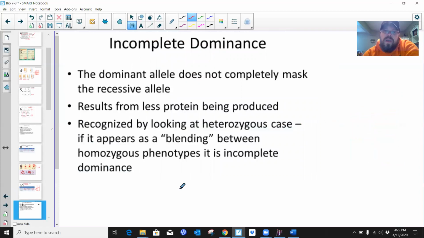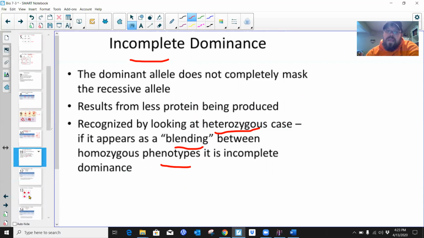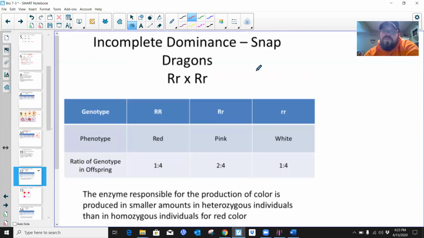So in incomplete dominance, the dominant allele does not completely mask the recessive allele. Think of it as, in the heterozygote case, having one copy of the dominant allele and one copy of the recessive allele. Incomplete dominance is recognized by looking at the heterozygote case again, and you see a blend between the two extremes of the phenotype. So let's look at an example of this, okay? Snapdragons are a type of flower. They're a white, red, or pink flower, and they will exhibit incomplete dominance.